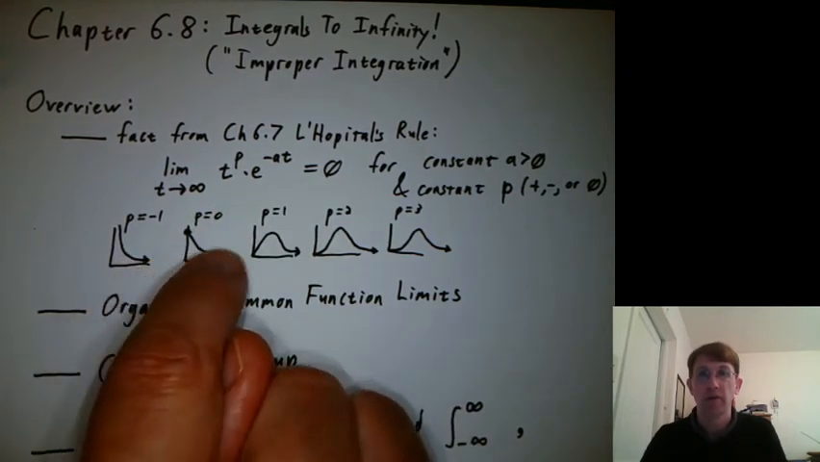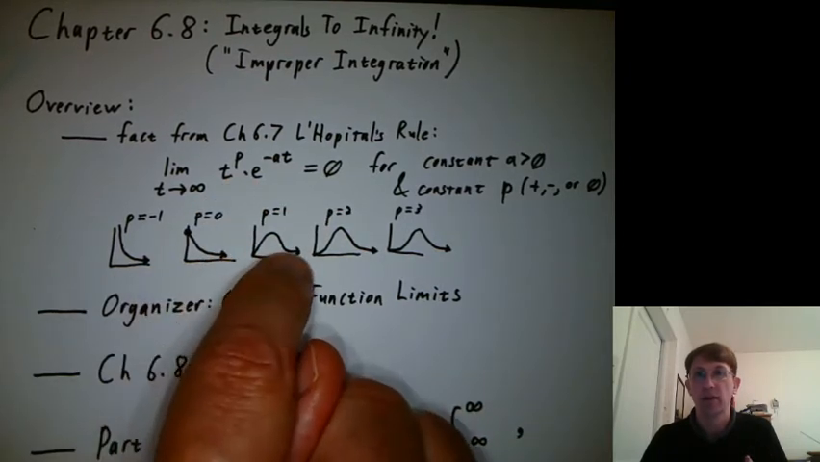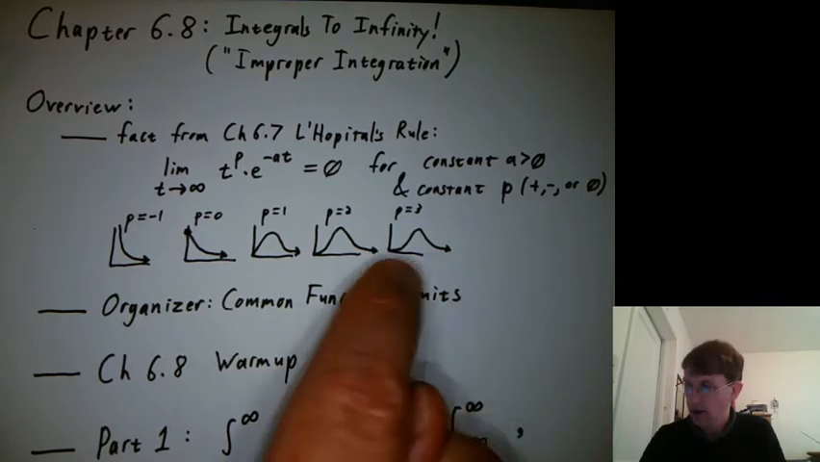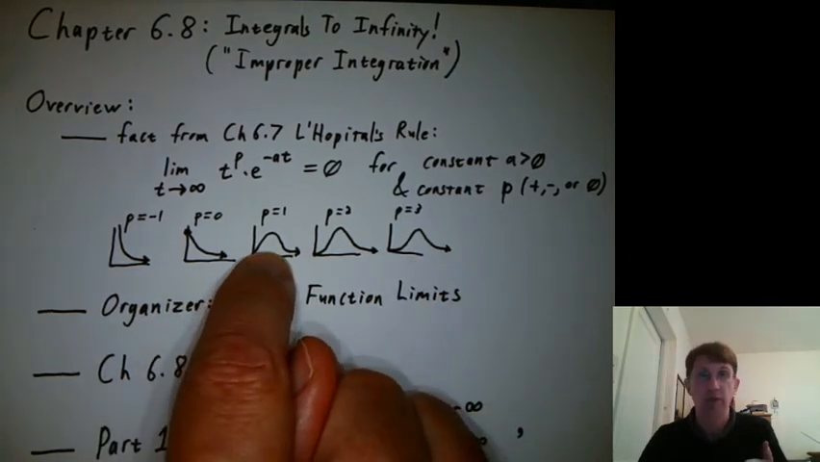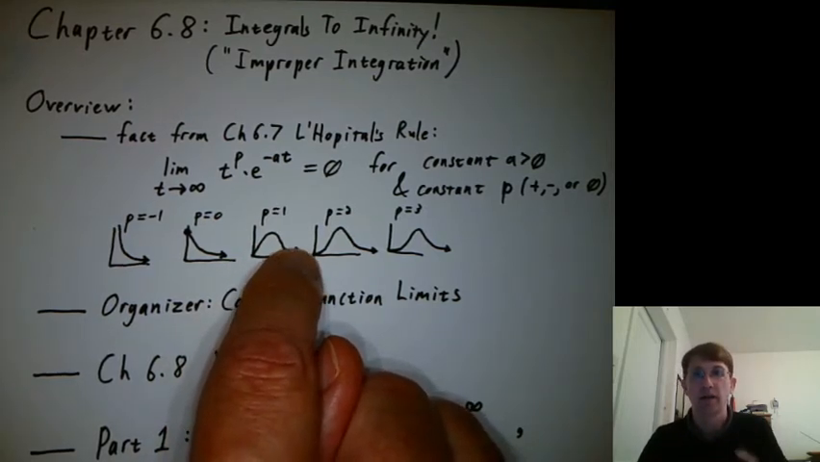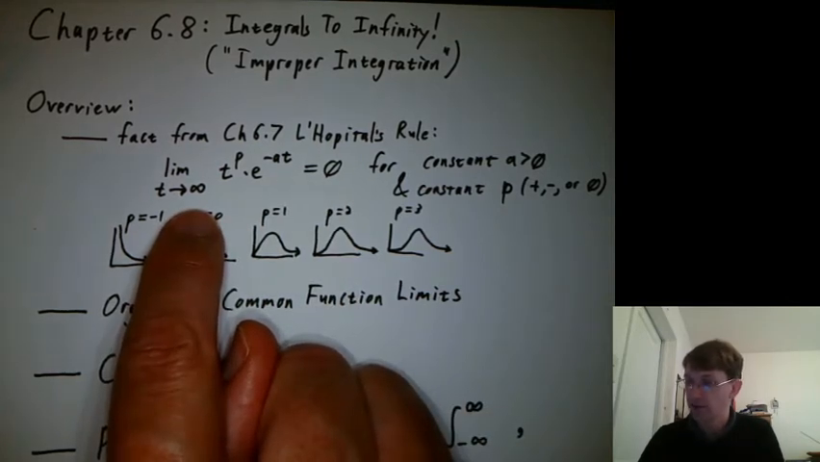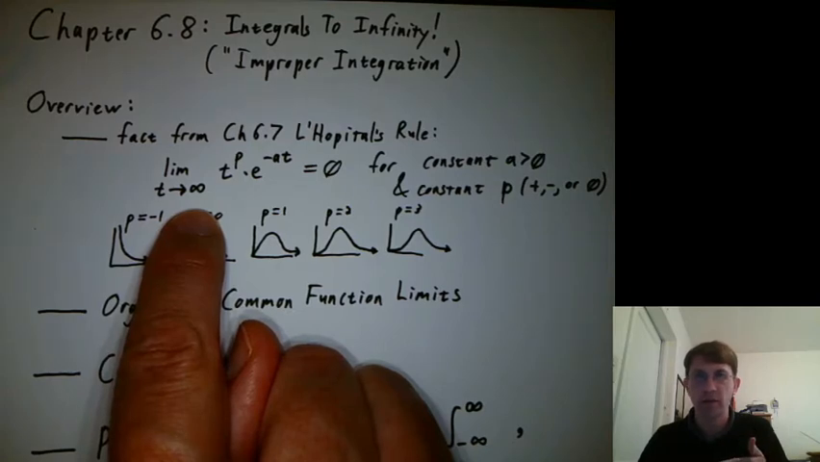So here's a few different pictures for t to the negative 1, t to the 0, t to the 1, t to the 2, t to the 3. Polynomial growth starts winning initially right out of the origin, but then exponential decay takes over and the whole thing just goes to 0 as t goes to infinity. So that's something that we won't want to have to rederive every time. We will just be able to say, oh, we came up against this again, and we know that that value is 0.